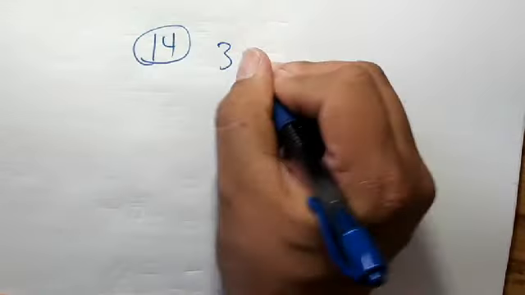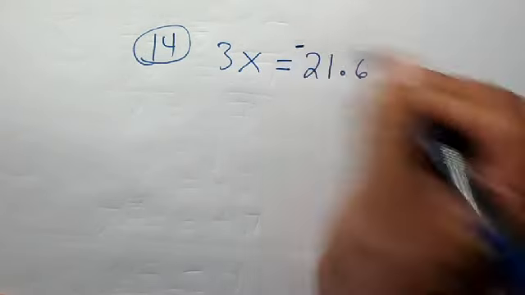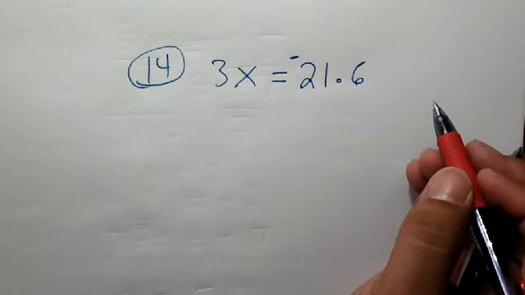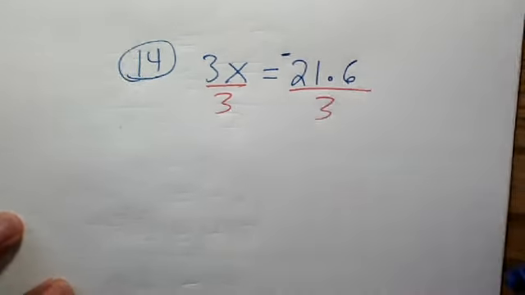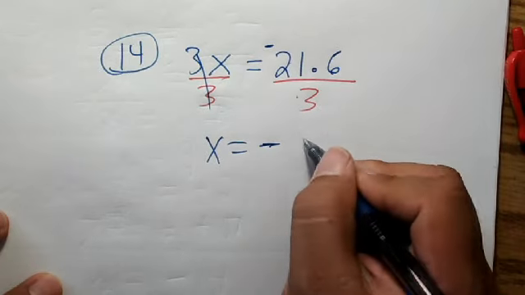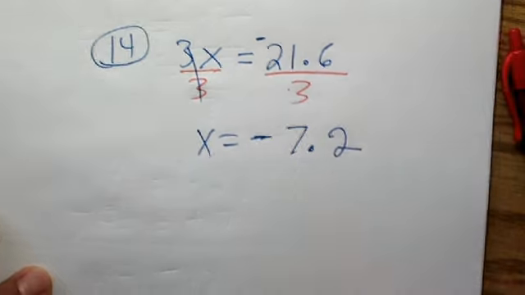And number 14 says 3x equals 21.6, and actually that's a negative. So once again, we're multiplying by 3, so the opposite of multiplying by 3, divide. So x would equal negative, what does this give us? 7 point what? Negative 7.2.